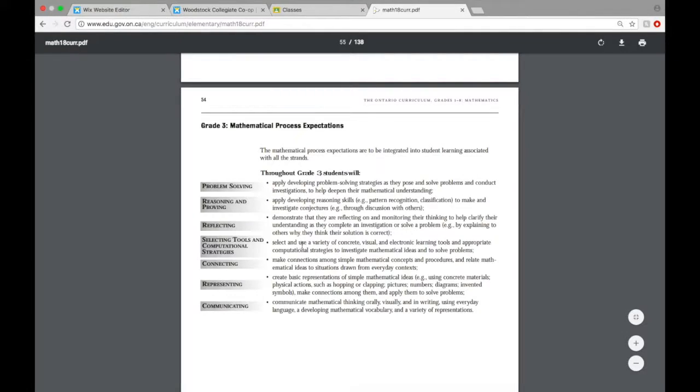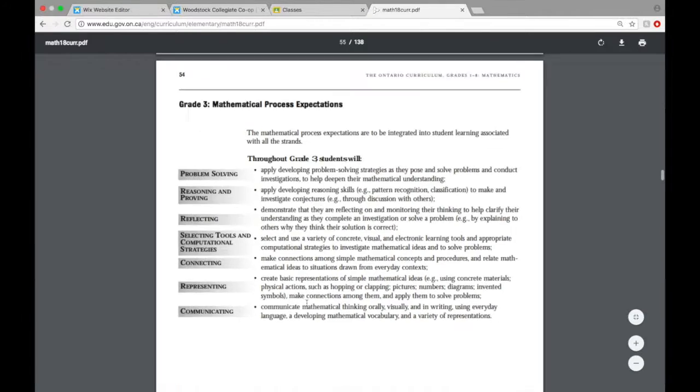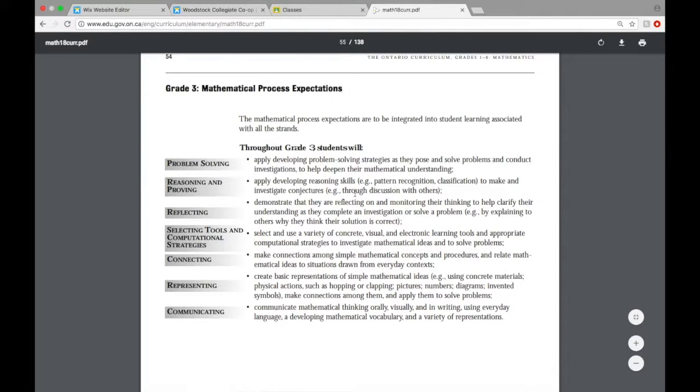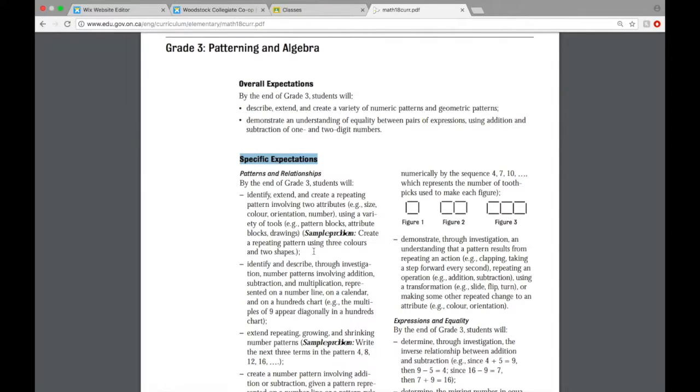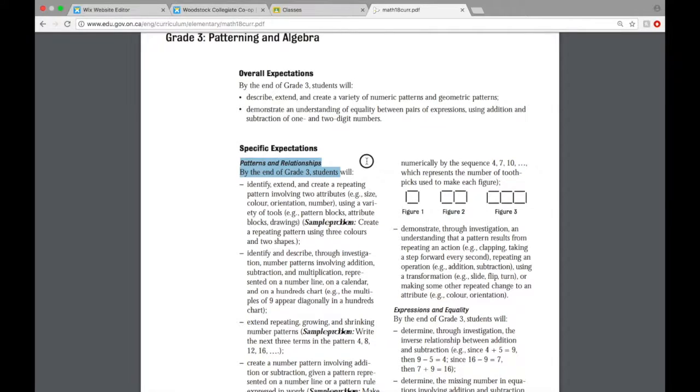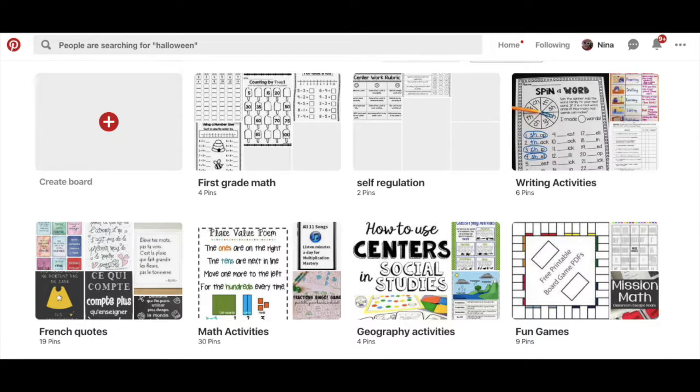Basically just scroll through this and kind of reflect on what my students need to be able to do. And then I'm going to go down and find patterning in algebra, look at specific expectations, and I'm going to focus. I'm going to pick one individual little lesson there. So just looking at the little subheadings in italics, I'm going to pick one of those and make a lesson on one of them.